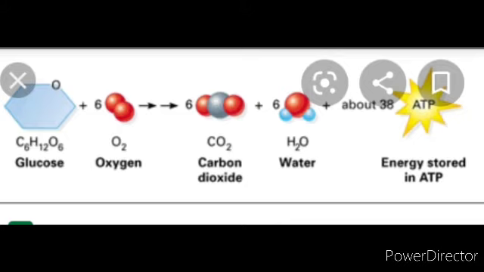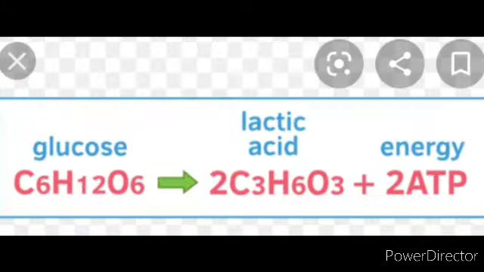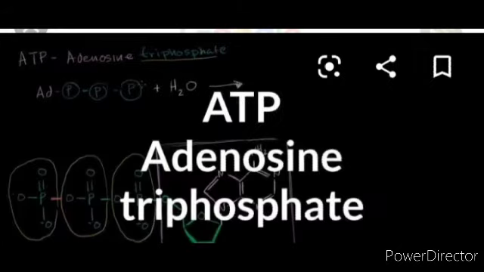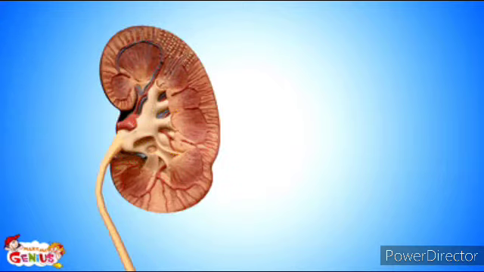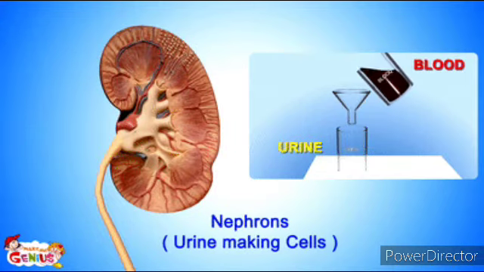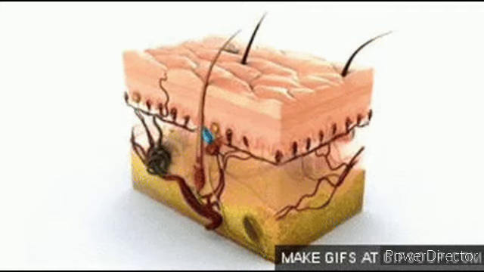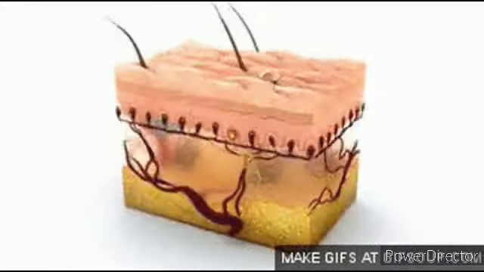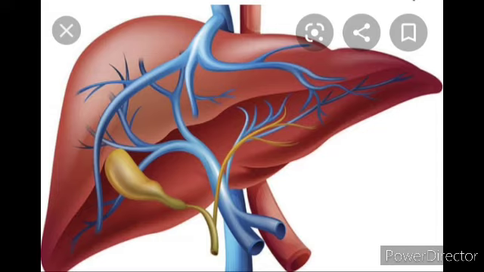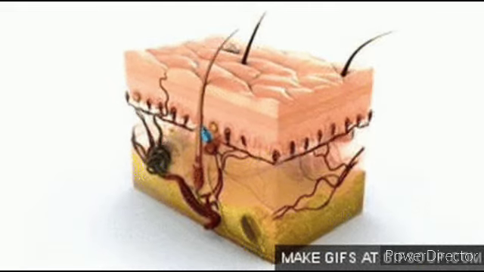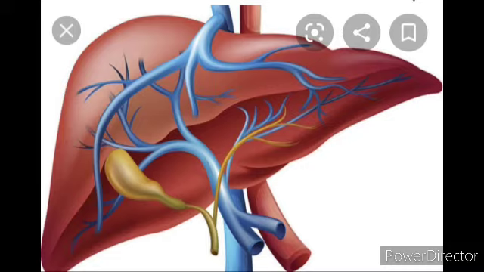Aerobic respiration. Anaerobic respiration. The energy released during respiration is stored as chemical energy in the form of ATP, adenosine triphosphate. The substances which should be excreted are urea, uric acid, bile pigments, extra salts such as sodium, and water. Excretory organs are skin, lung, liver, and kidney. The main function of the skin is to cool the body.